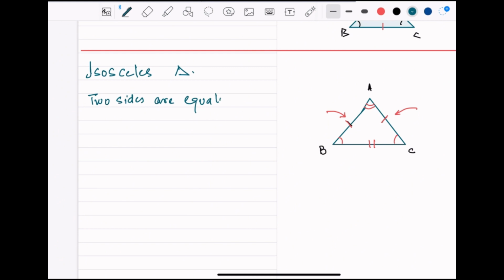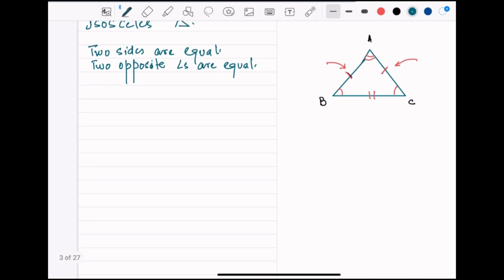And since two sides are equal, the two opposite angles are equal. So if two sides are equal to each other, the two angles opposite to those corresponding sides are equal as well.